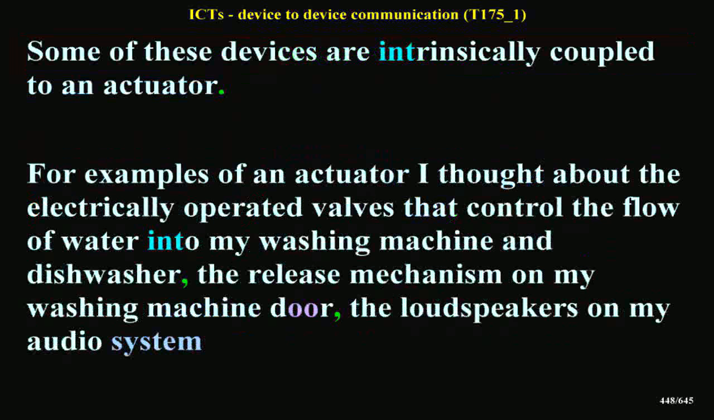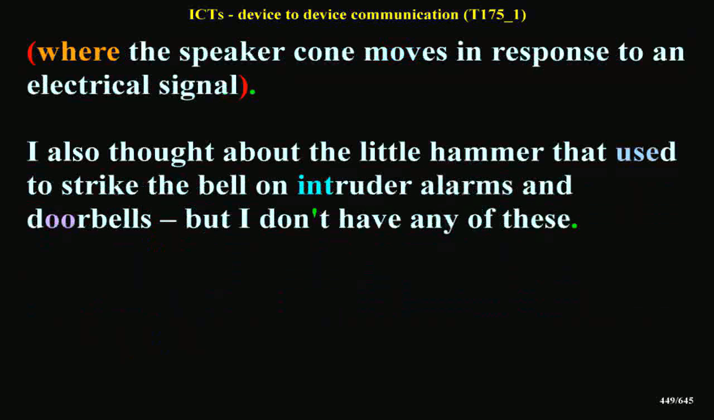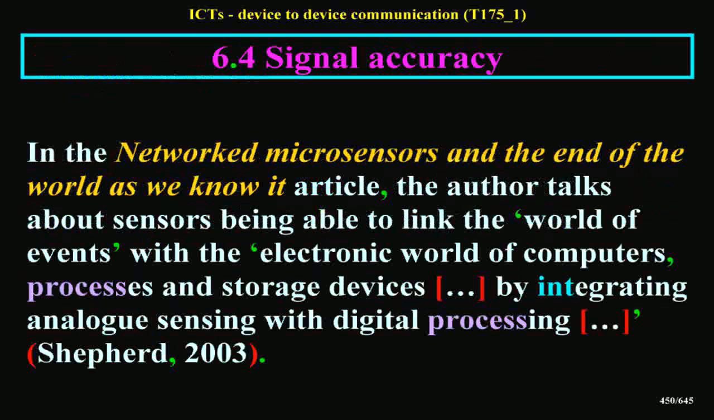For examples of an actuator, I thought about the electrically operated valves that control the flow of water into my washing machine and dishwasher, the release mechanism on my washing machine door, the loudspeakers on my audio system, where the speaker cone moves in response to an electrical signal. I also thought about the little hammer that used to strike the bell on intruder alarms and doorbells, but I don't have any of these.